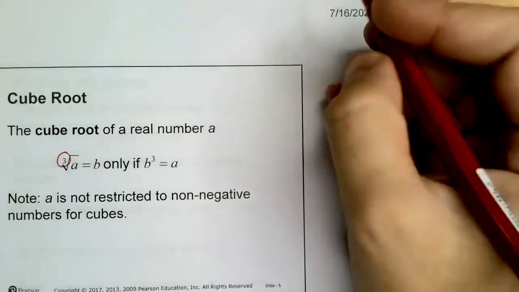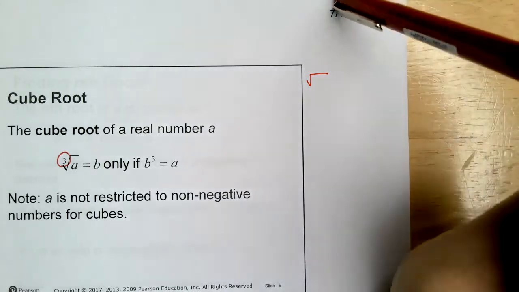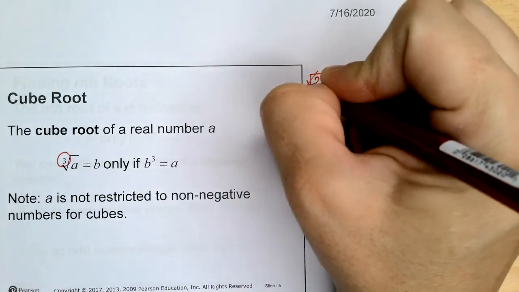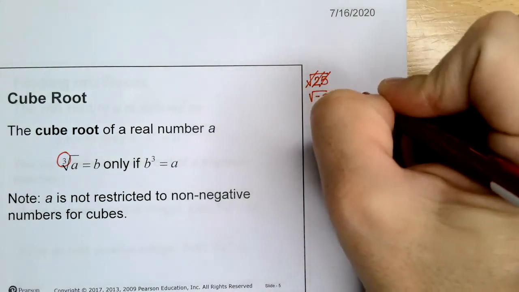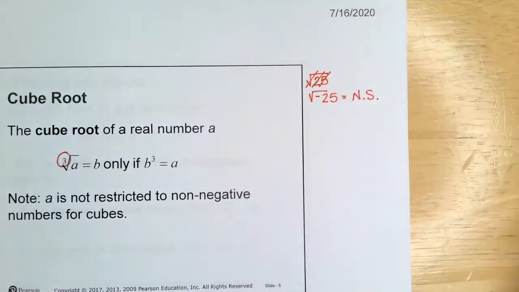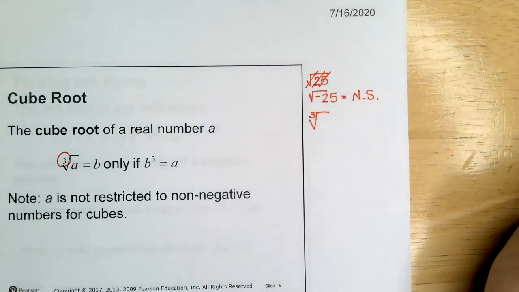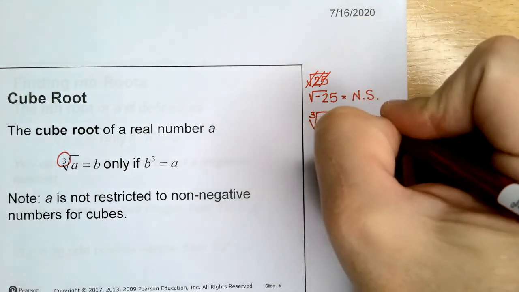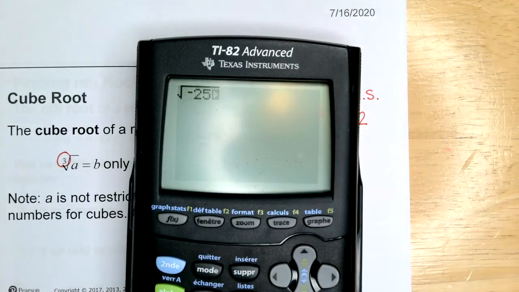Okay. So the square root of negative 25 is no solution, right? But you could take the cube root of negative 25. I'm just going to take the cube root of negative 8, because I know it's a whole number. That will be a negative 2.